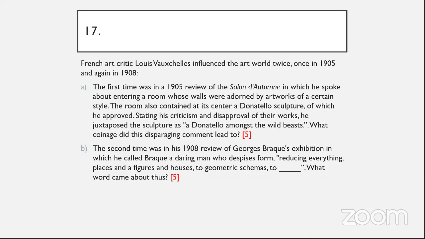The second time was in his 1908 review of Georges Braque's exhibition, in which he called Braque a daring man who despises form, reducing everything, places and figures and houses, to geometric schemas, to cubes. So what word came about thus? Looking for two terms.